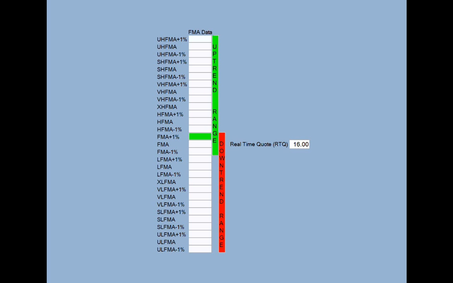The FMA Downtrend Range is defined as a stock price that is less than or equal to FMA plus 1%. As the price of a stock decreases below FMA minus 1%, it becomes more oversold. Typically, any stock that has a MAF stock rating of 1 and an FMA stock rating of XLFMA or lower is extremely oversold and should be bought.